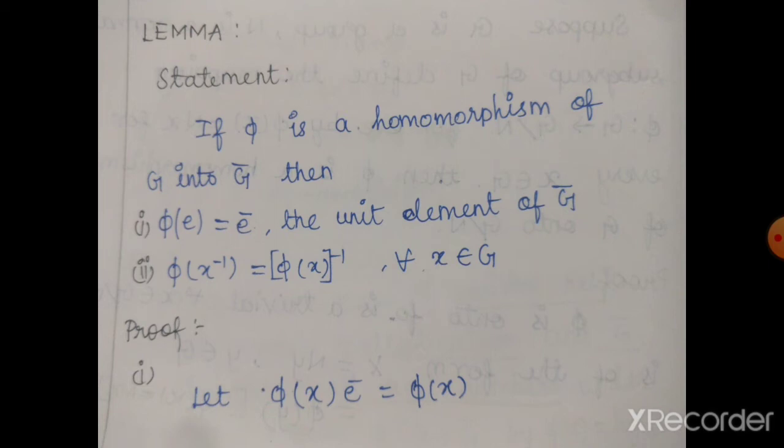So we have to come with the proof. The first one is we consider phi of x into E bar is equal to phi of x, because phi of x is as it is, and E bar is the identity element of G bar.